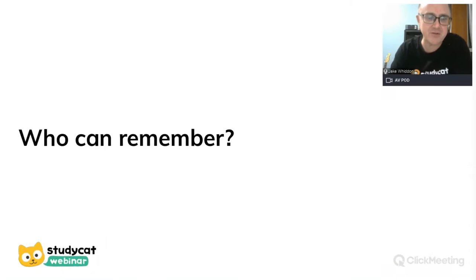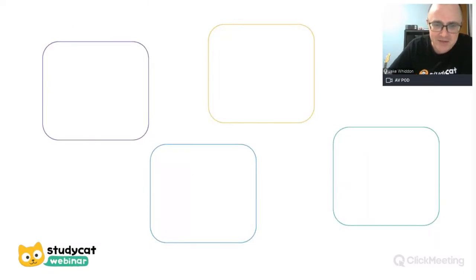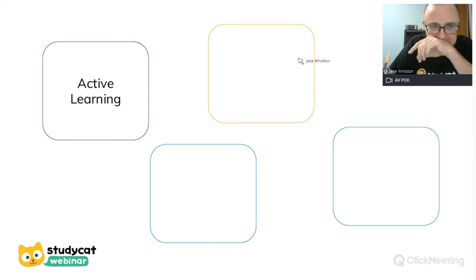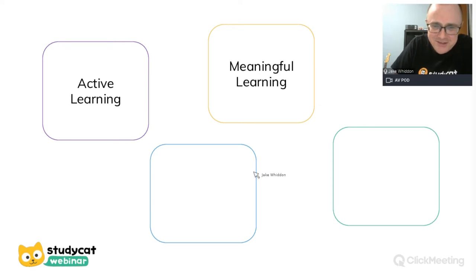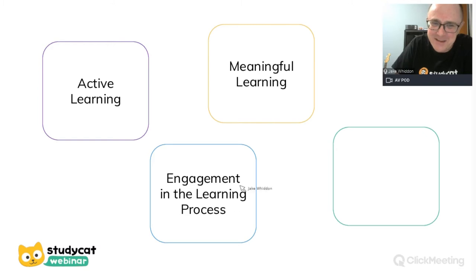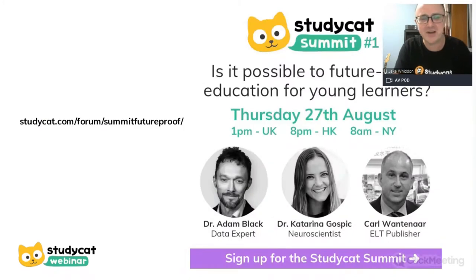That was everything I wanted to talk to you about today. Who can remember what they are? A quick test before we go. Don't go now, guys, because I've got one thing to show you at the end. What was this one in the top left-hand corner? Who can remember from the spatial? Yes, it was active learning. What was the orange one? Meaningful. Blue was, yeah, engagement in the learning process. And green was social. Boom. Congratulations, guys. Well done.